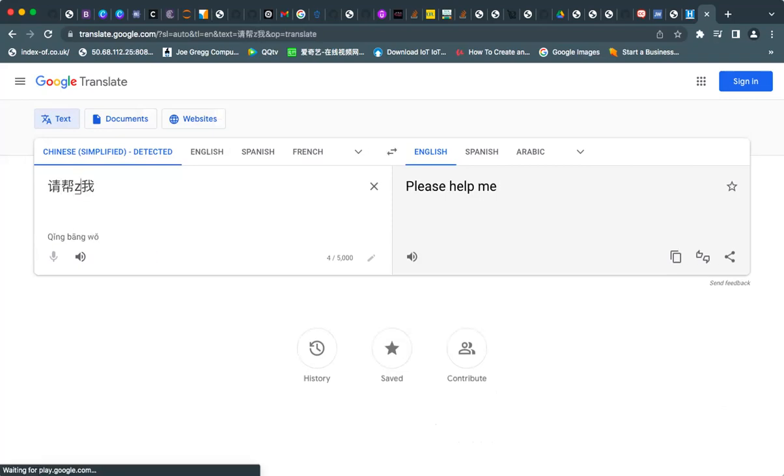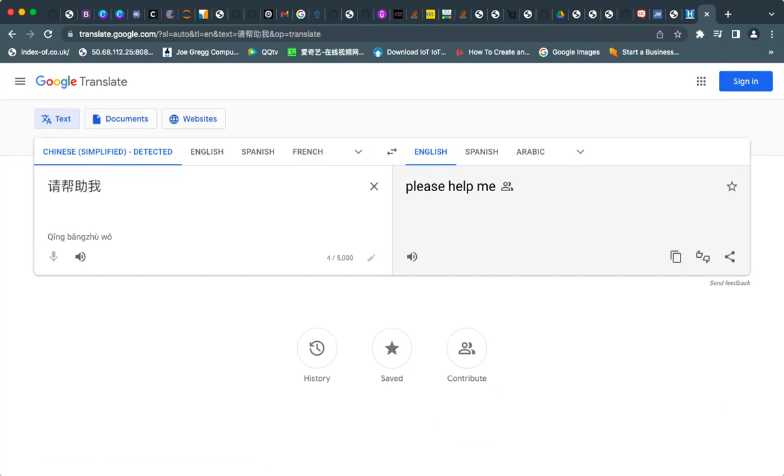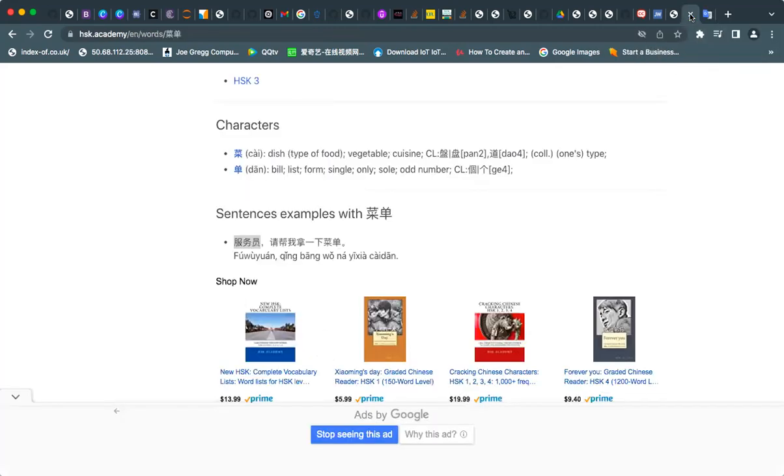Very good. 请帮助我, so it'll be the same thing. Please help me. Yes. What do you think it will mean if we remove the bang? 请助我. Oh, same thing. Please help me. You see, that's the beauty of Chinese. You can just split it apart and it still stays the same.